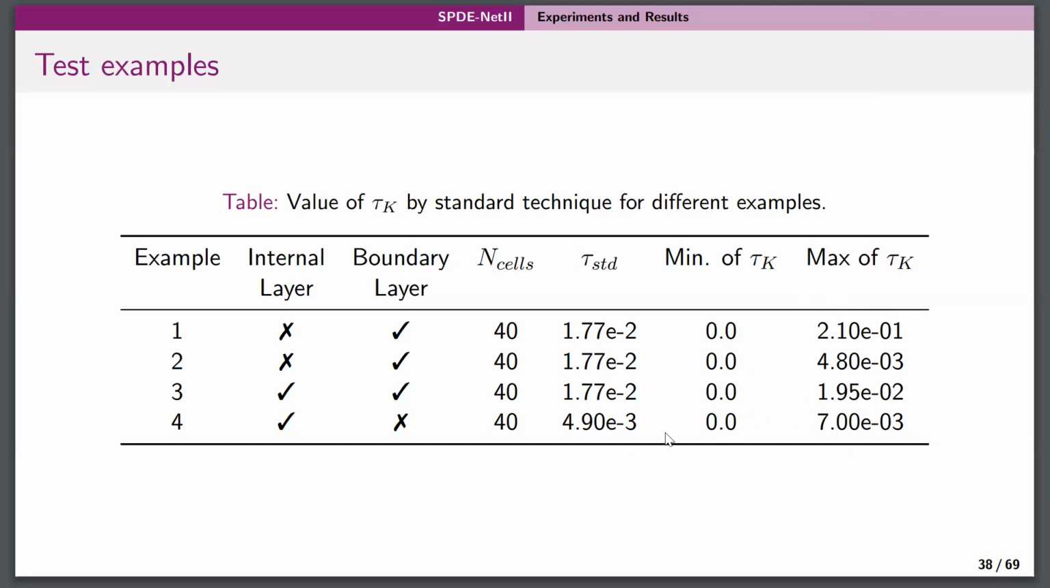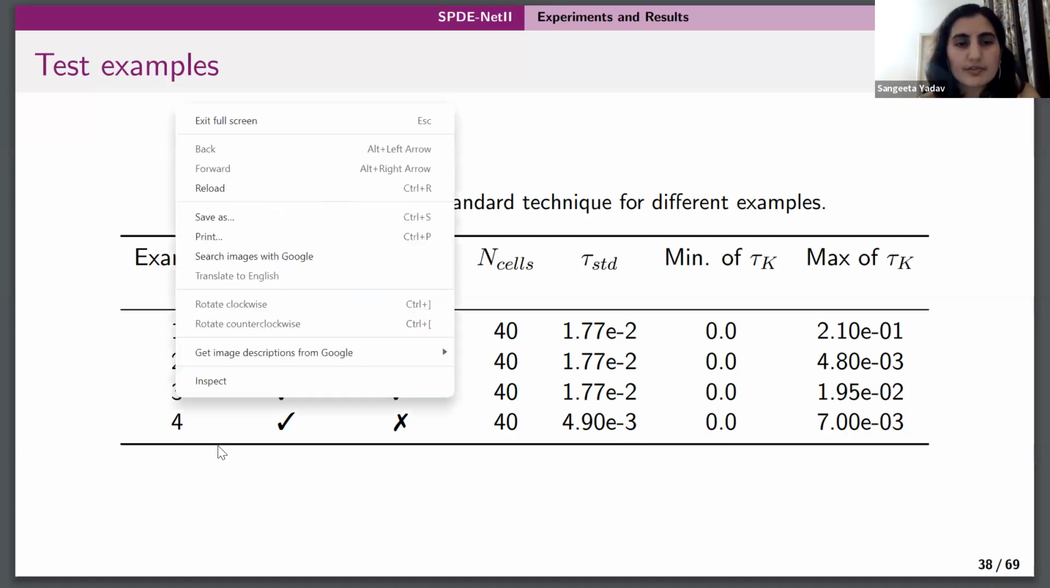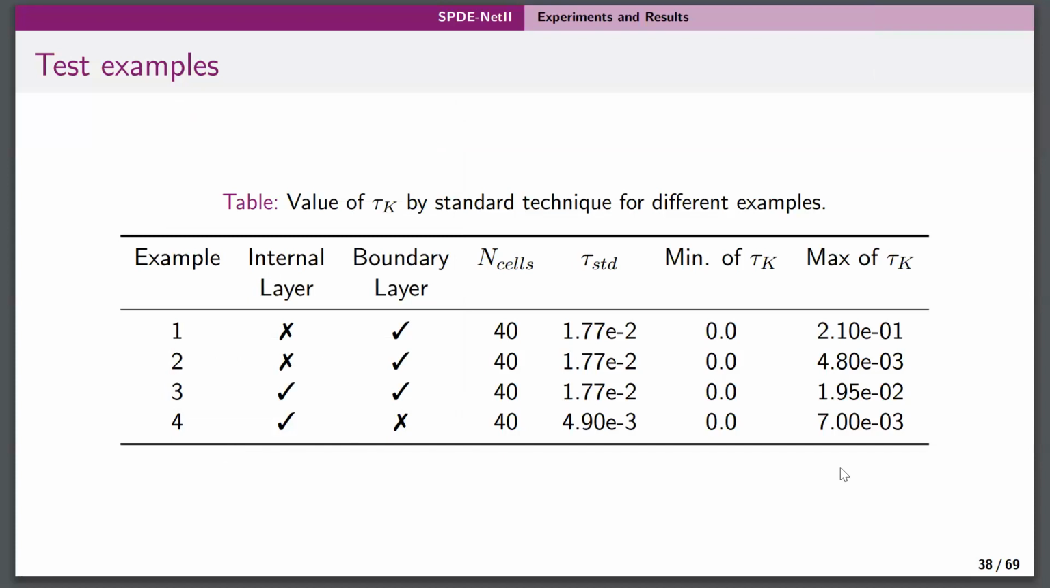For what? For the different examples 1, 2, 3, I just want to see the tau SUPG versus your tau SPD net values comparison for a fixed problem. Yeah, that's what I'm saying. So let's say, for example 4, the value of tau SUPG was 4.90 e to the power minus 3. And the range which we have obtained from SPD net 2 is from 0 to 7 e to the power minus 3.